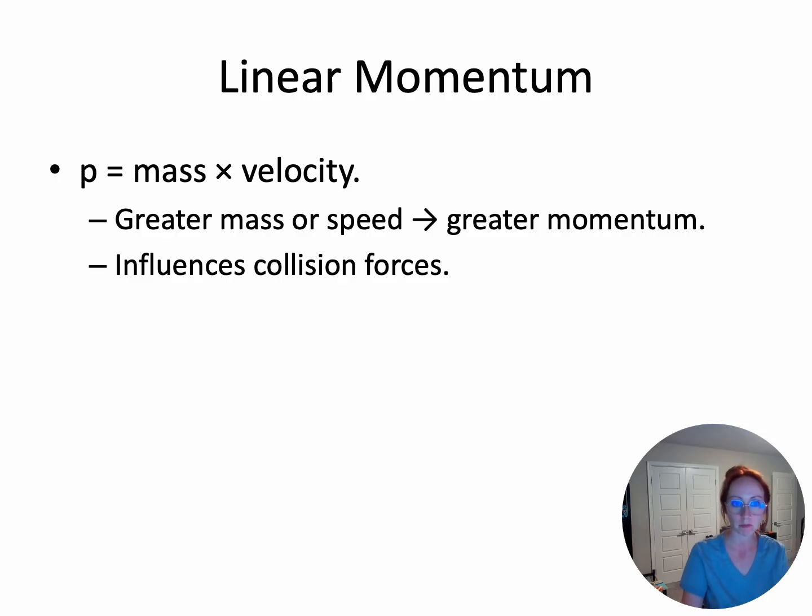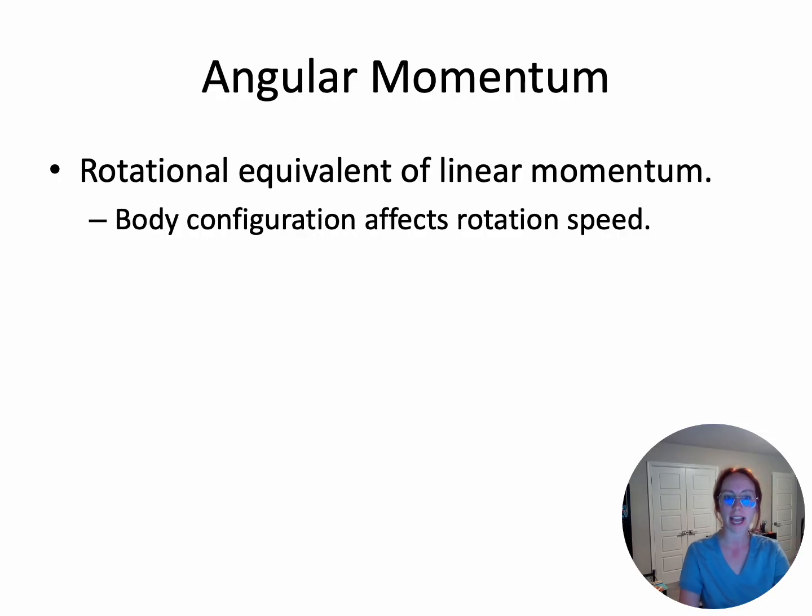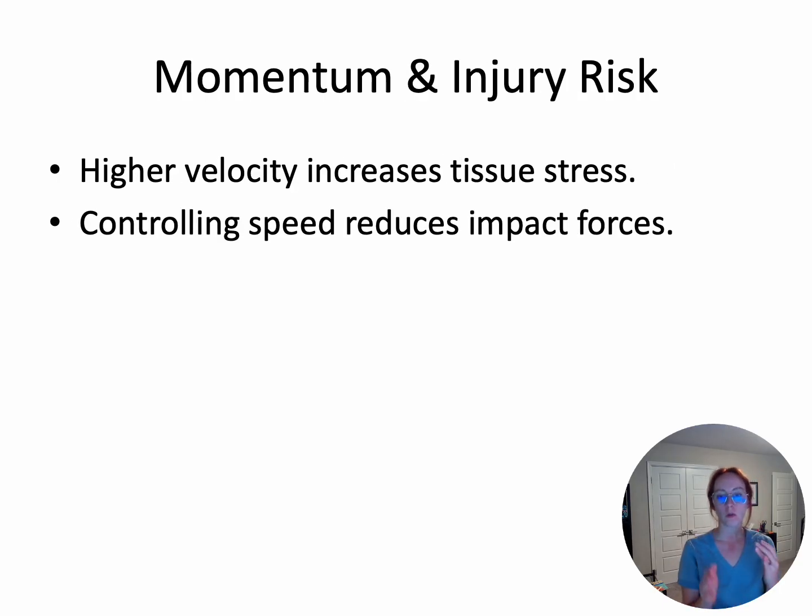So we have linear momentum, but we also have angular momentum. This refers to rotational motion around an axis. Angular momentum is particularly important in activities involving rotation, such as throwing, jumping, or changing directions. With momentum, typically in human movement, both forms of momentum, linear and angular, are often present simultaneously.